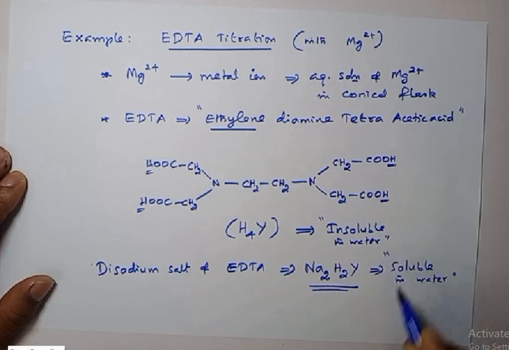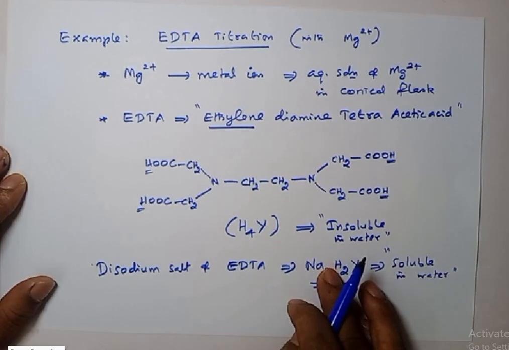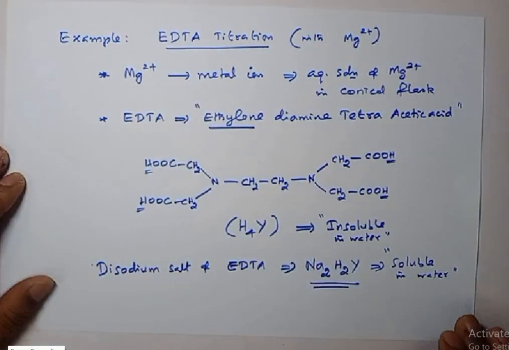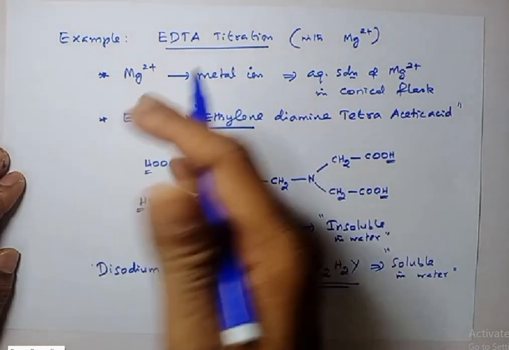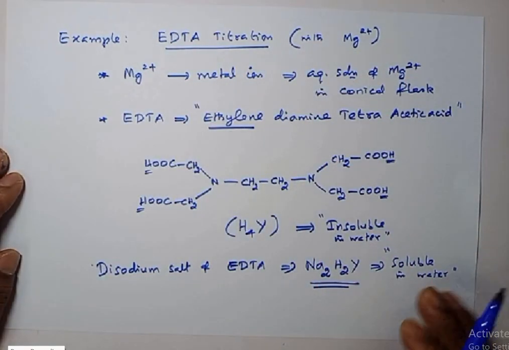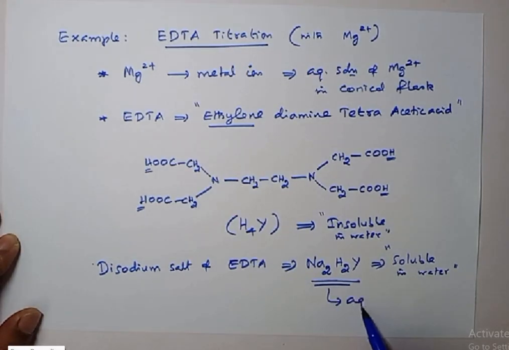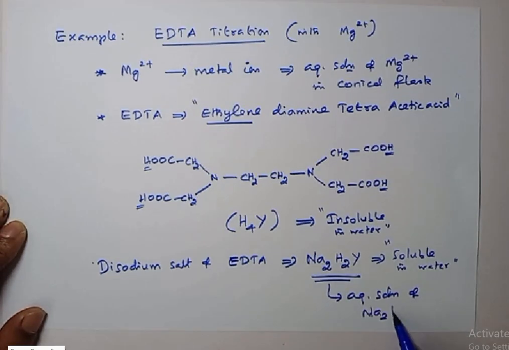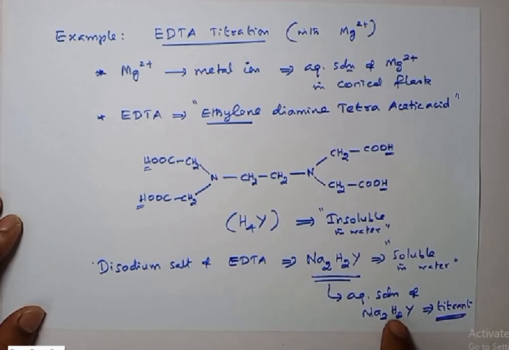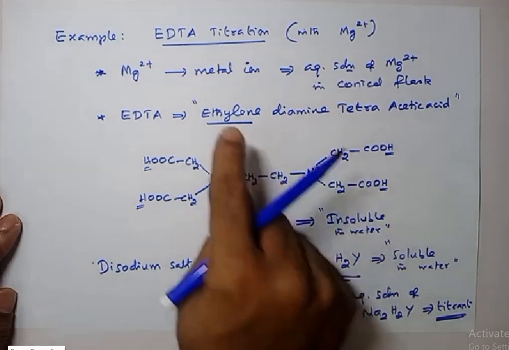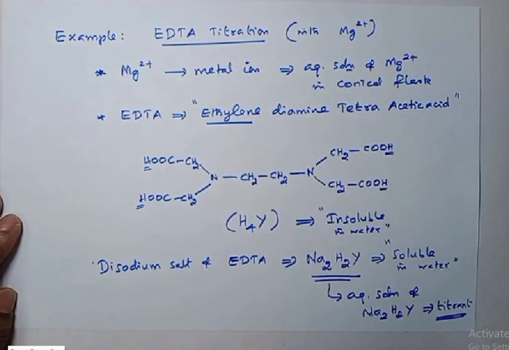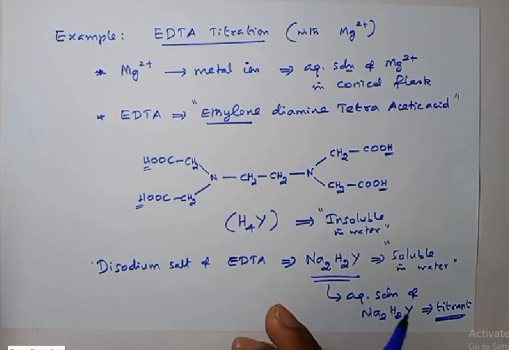We use this compound as the titrant in the EDTA titration with metal ions like magnesium, zinc, etc. So an aqueous solution of Na2H2Y is used as the titrant. We take this solution in the burette and we take the magnesium ion solution in the conical flask.